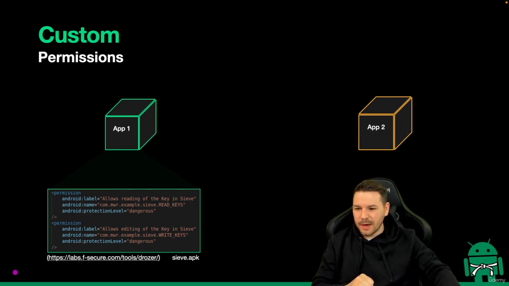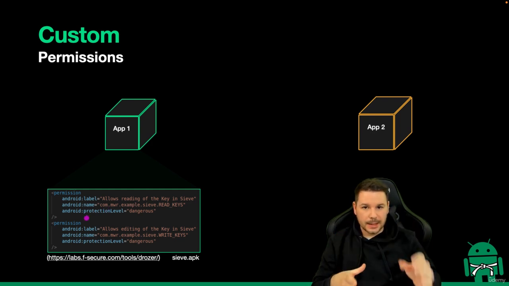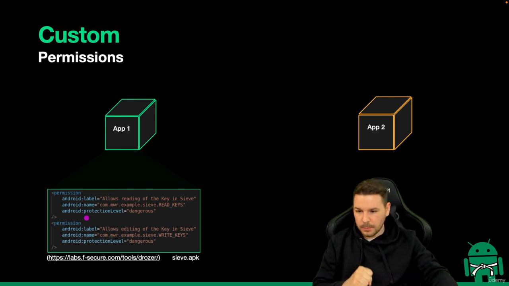Okay, so here we have our first custom permission. And this one is telling us allows reading of the key in Seev. So the key, it's a table. Yes, it's a table. And this table contains our passwords. And if an application has this permission, it can access our passwords in our Seev application over here. All right. This permission is defined over here. So this is something like, for example, the contacts permission, where we are using this uses permission contacts. Over here, we are now defining a completely own permission.